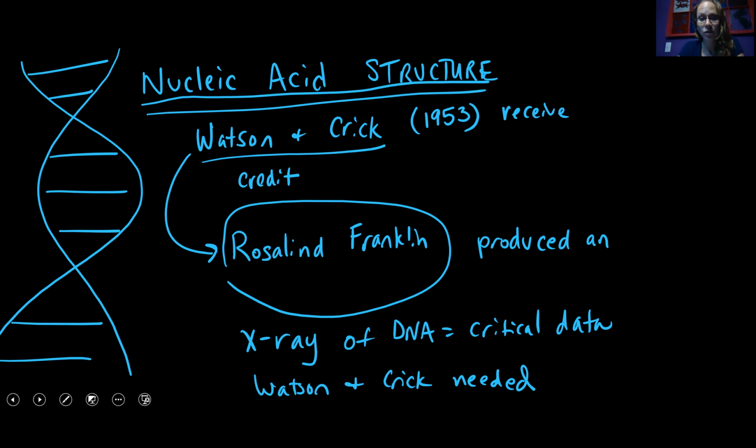Now, the nucleic acid structure, specifically DNA structure, was discovered and described in 1953. So pretty fast after we figured out that DNA was the hereditary molecule. Now, very often Watson and Crick receive the big credit for the discovery and characterization of DNA structure, but they could not have discovered it without the help of Rosalind Franklin. So she's actually credited for producing an X-ray of the DNA molecule itself, which was critical to Watson and Crick being able to understand and then describe the nucleic acid structure. So it's a pretty interesting story.